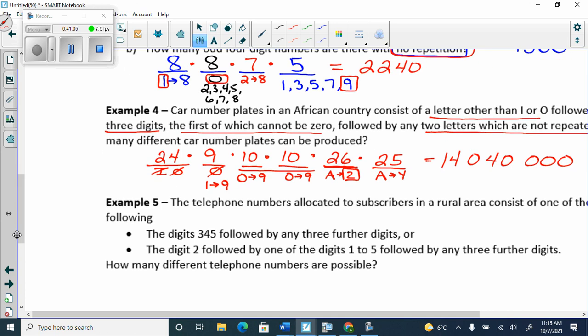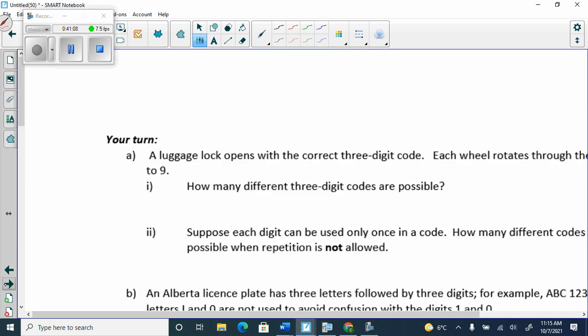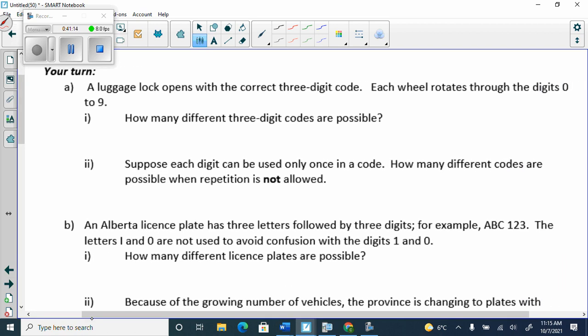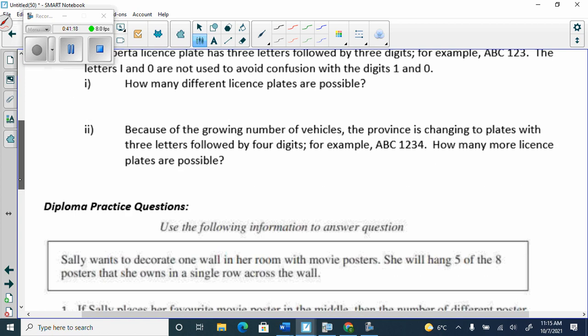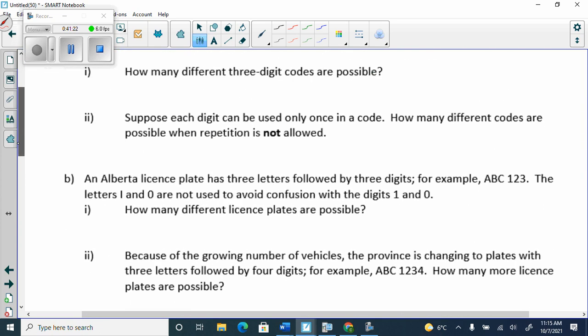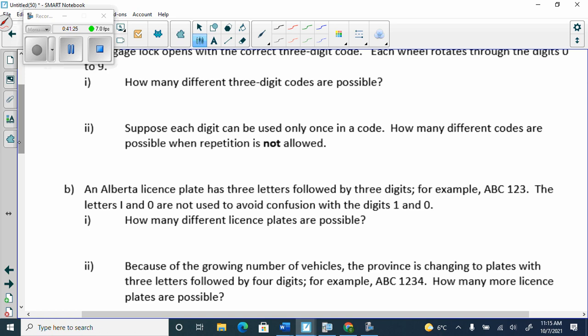So what we're going to do is we're going to move ahead a couple pages. We'll come back to that. We're going to come back to those questions. I want to get you guys to do a few questions on your own. So you're going to try A and B here in the Your Turn. Just try those out for now.